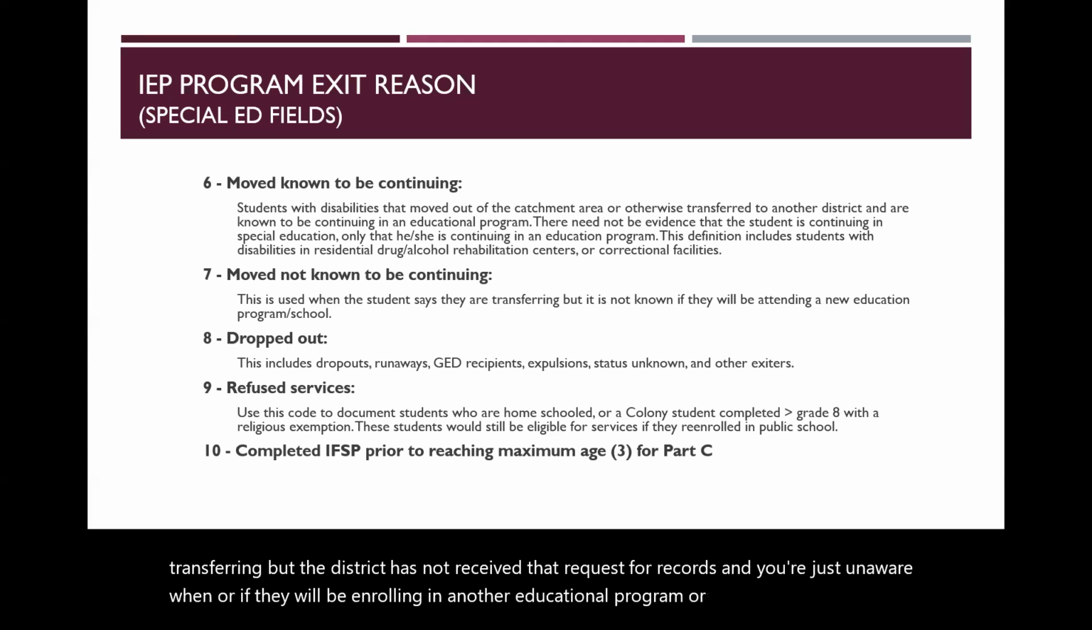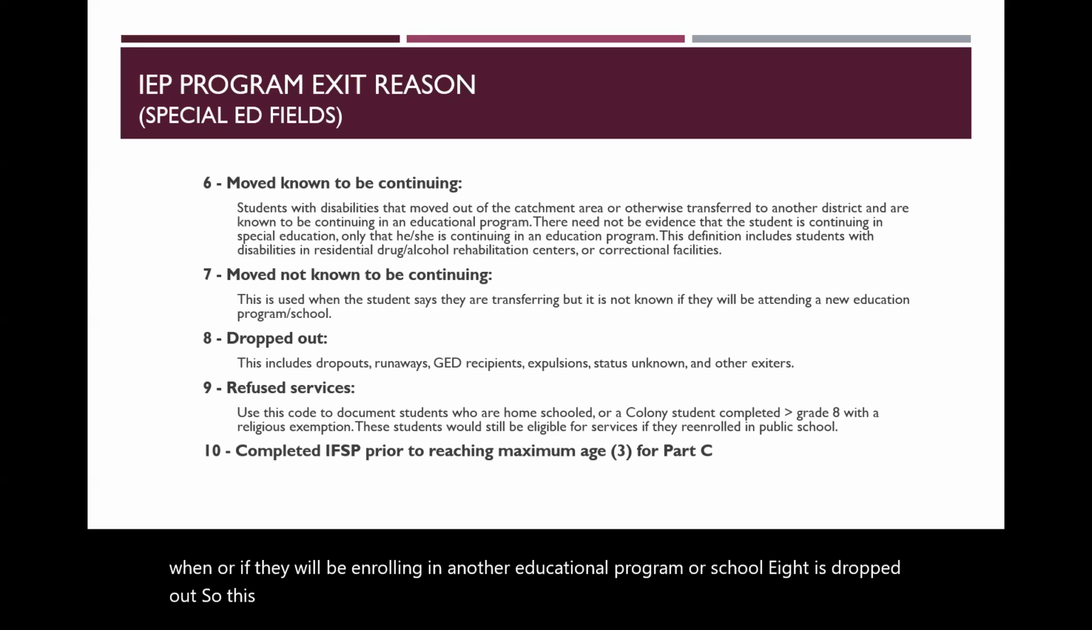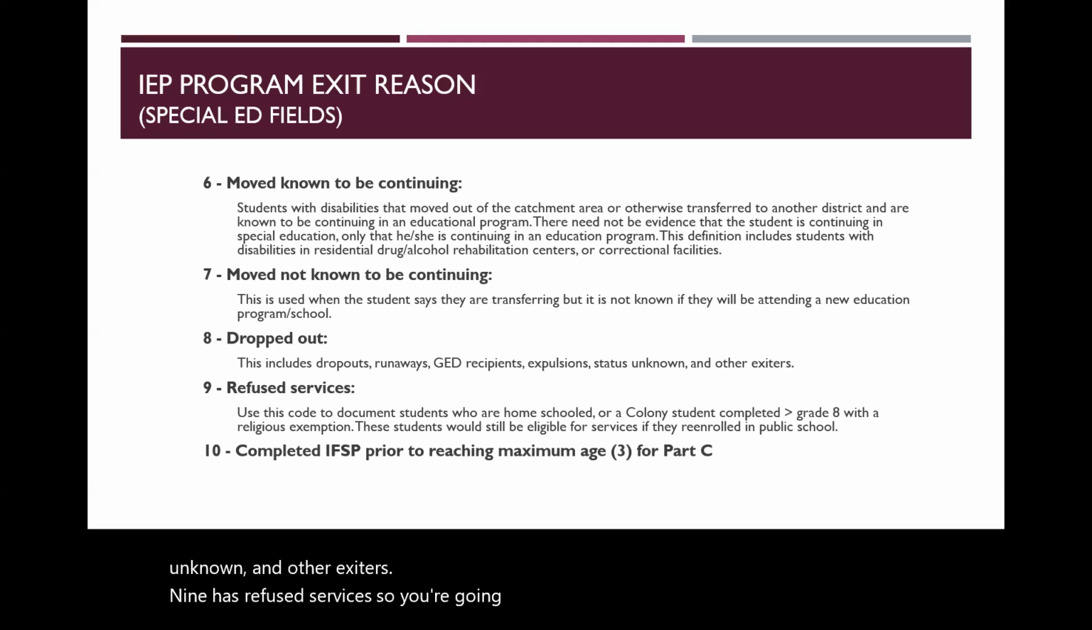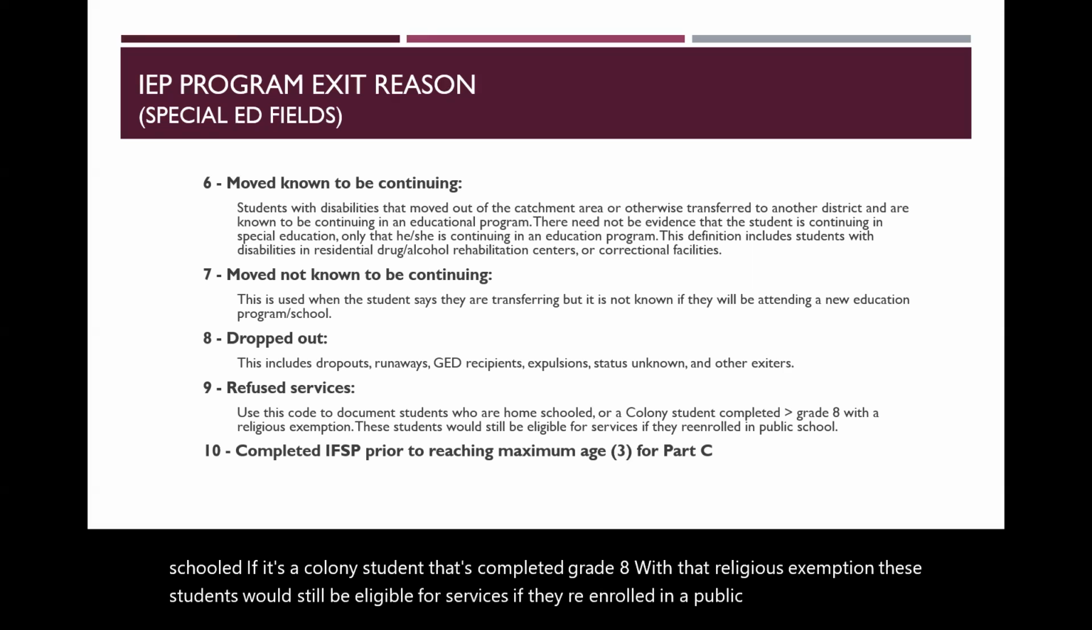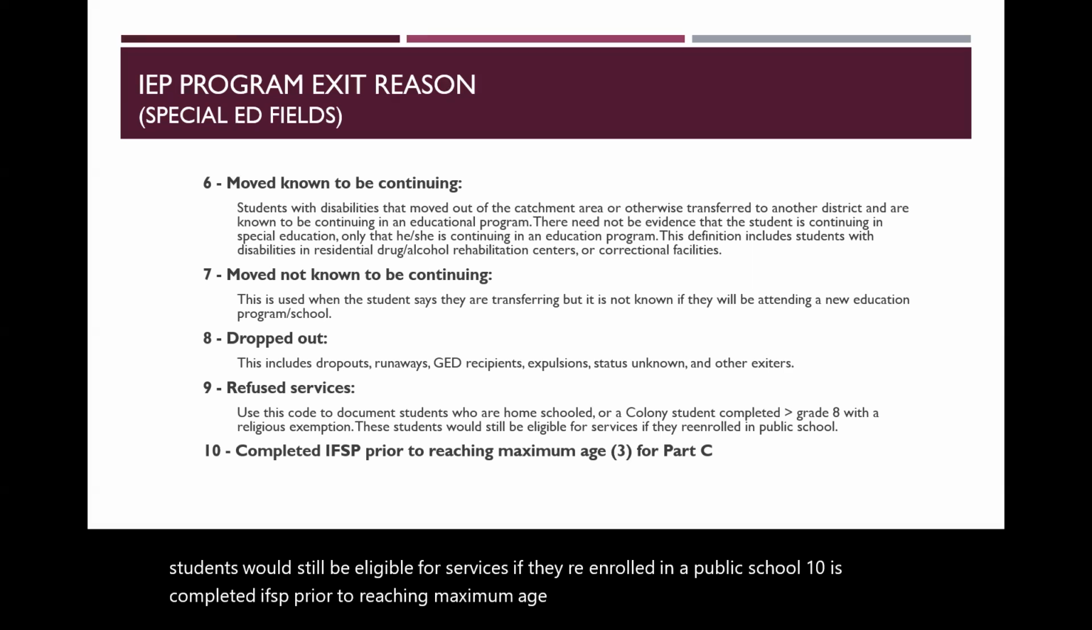8 is dropped out. So this is going to include dropouts, runaways, GED recipients, expulsions, status unknown, and other exiters. 9 is refused services. So you're going to use this code to document students who are homeschooled. If it's a colony student that's completed grade 8 with that religious exemption, these students would still be eligible for services if they re-enrolled in a public school. 10 is completed IFSP prior to reaching maximum age of 3, and this is used for Part C.